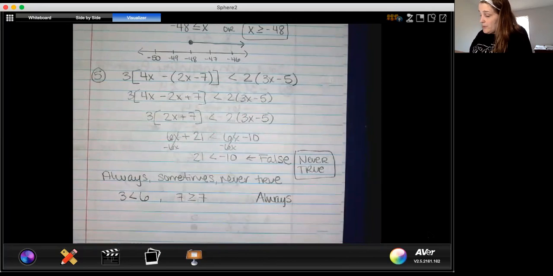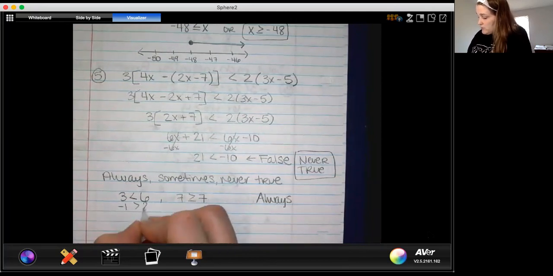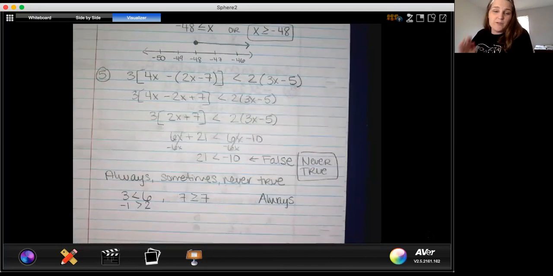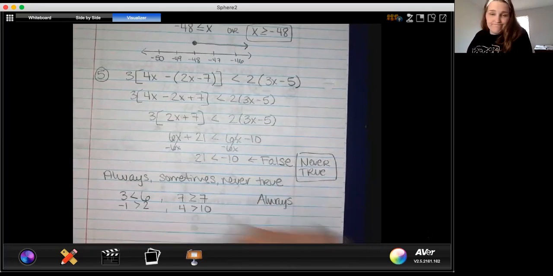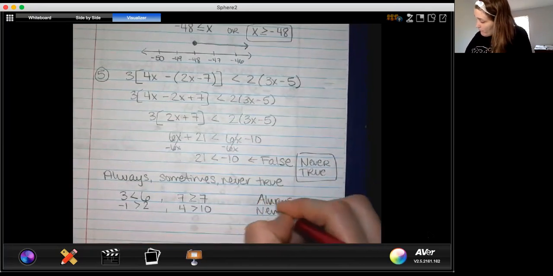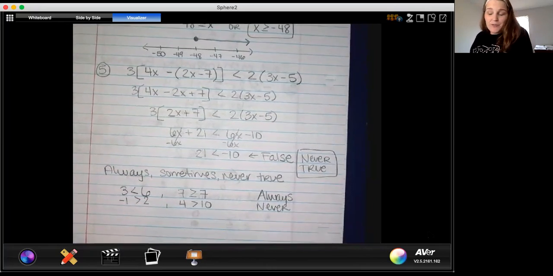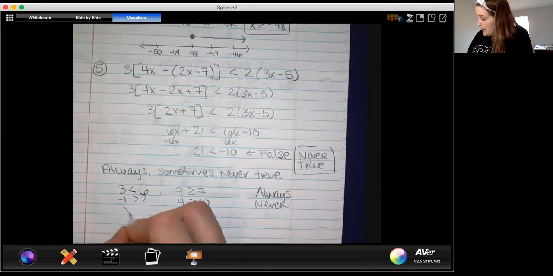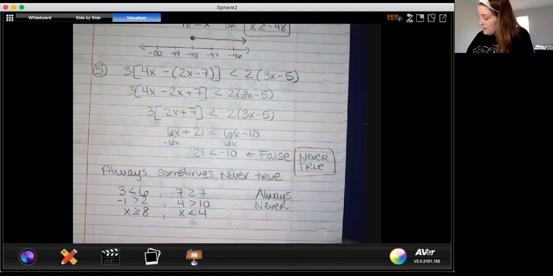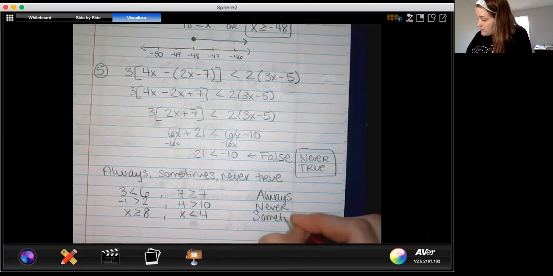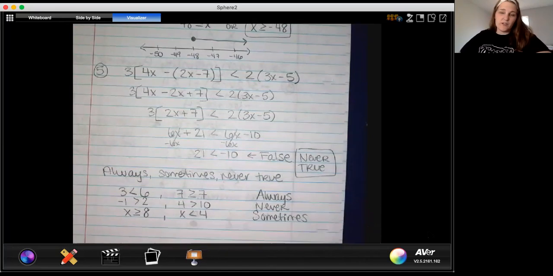Something that would never be true: negative 1 being greater than 2. A negative number is never going to be greater than a positive number. Or 4 is greater than 10. Those are never. And similar to how they were with equations, when you end up with a variable, x is greater than or equal to 8, or x is less than 4, that's going to be sometimes true. So always and never end up being numerical values, and sometimes are with variables. Okay? Go ahead and go to the next video for more notes.